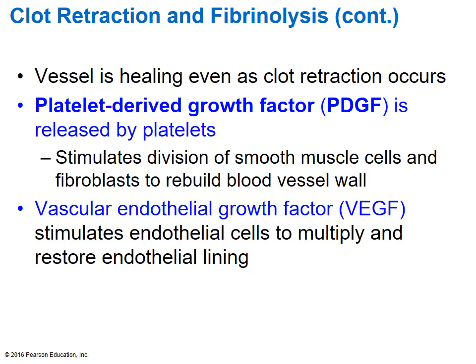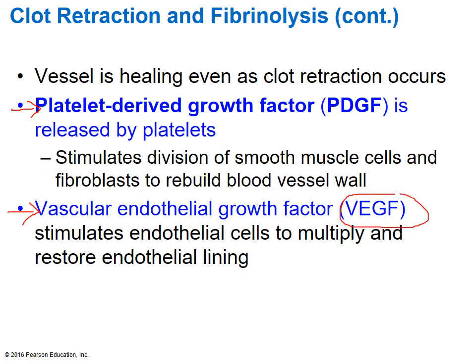The first one is called the platelet-derived growth factor, and this one actually has an aim on smooth muscle cells and fibroblasts, and this will aim at the blood vessel wall to start rebuilding itself and repairing its damaged area. At the same time, the platelets will also go ahead and secrete vascular endothelium growth factor, VEGF.